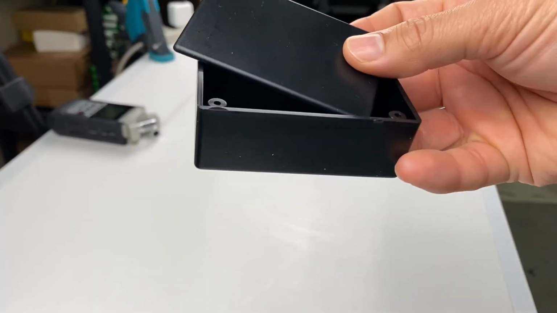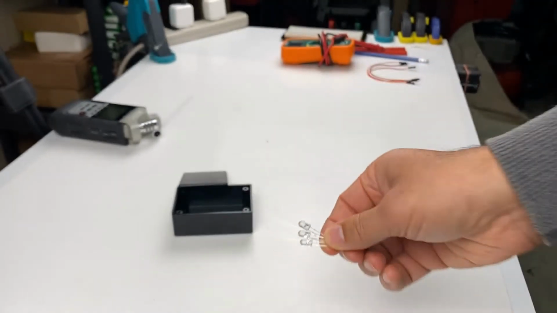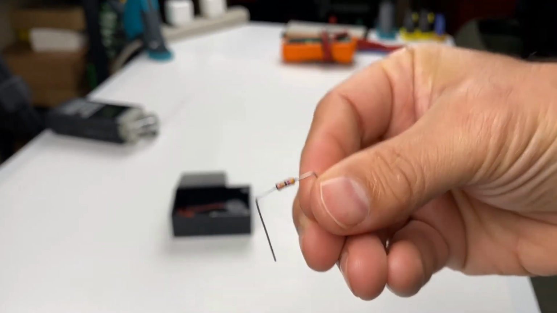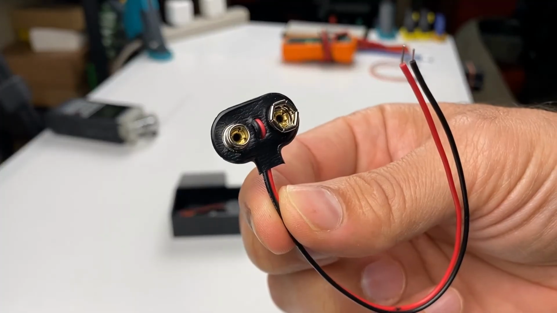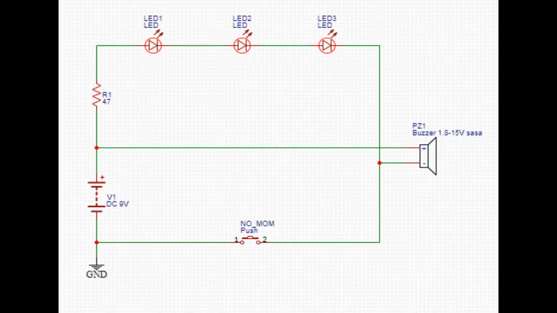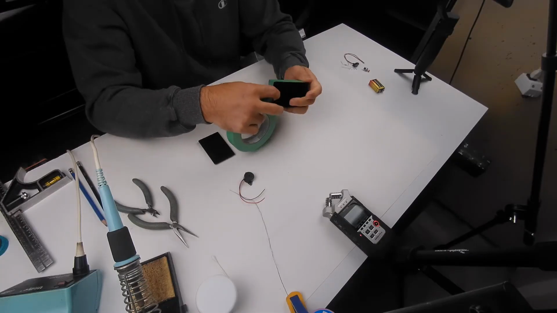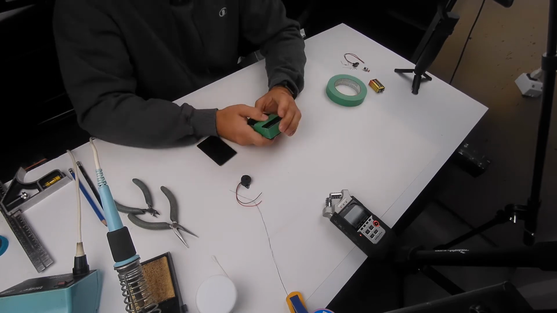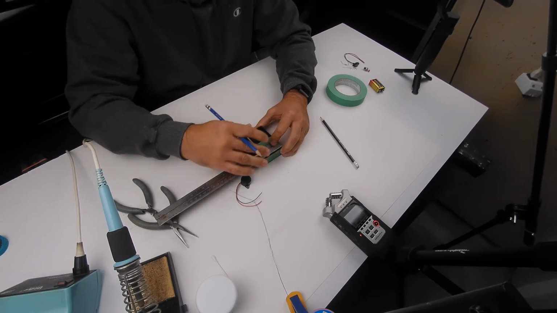I have a project box, 3 white LEDs, the piezo buzzer, 47 ohm resistor, 9-volt battery and connector, and a momentary, normally open switch. Connecting the components will be as shown in the schematic. I'll mark out where the LEDs and switch are going to be located on the project box. Using some masking tape, a measuring stick, and a crayon to make short work of that.